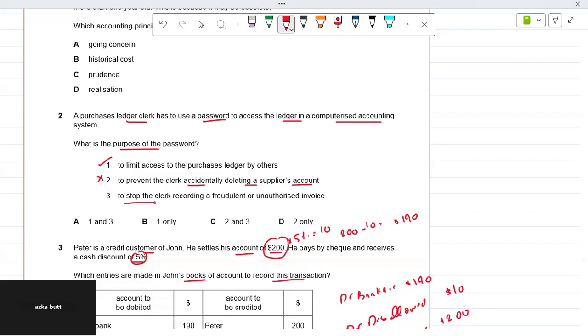Now let's see the third, to stop the clerk recording a fraudulent and unauthorized invoice. While passwords restrict access, they do not directly prevent fraudulent or unauthorized actions. Fraud prevention typically requires additional controls such as audit trails, approval processes, and segregation of duties. So in conclusion, this is not a primary purpose of the password. The primary purpose of the password is to limit access to purchase ledgers by others. So this ensures that only authorized personnel can access sensitive financial data.